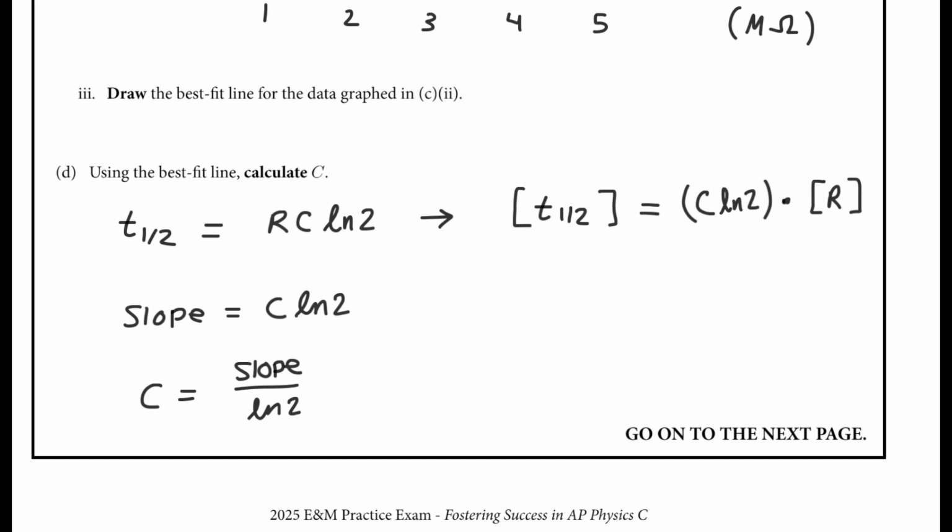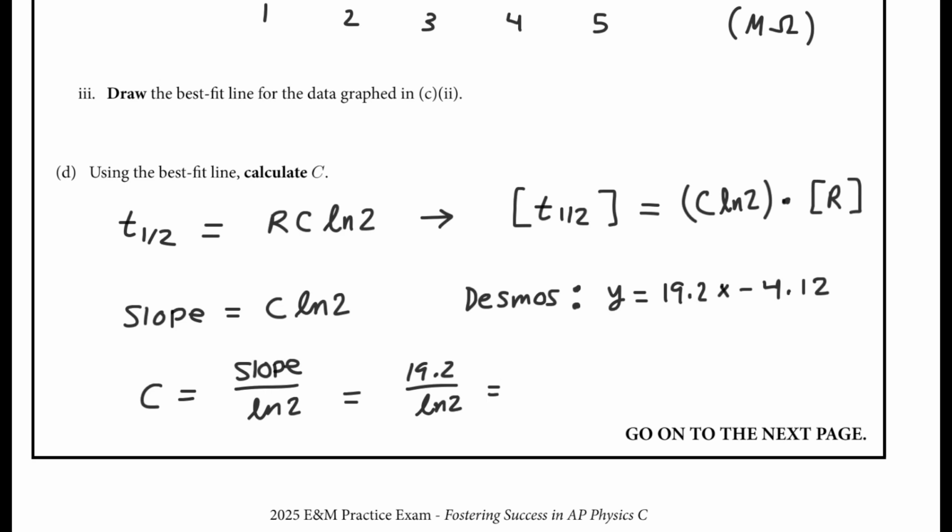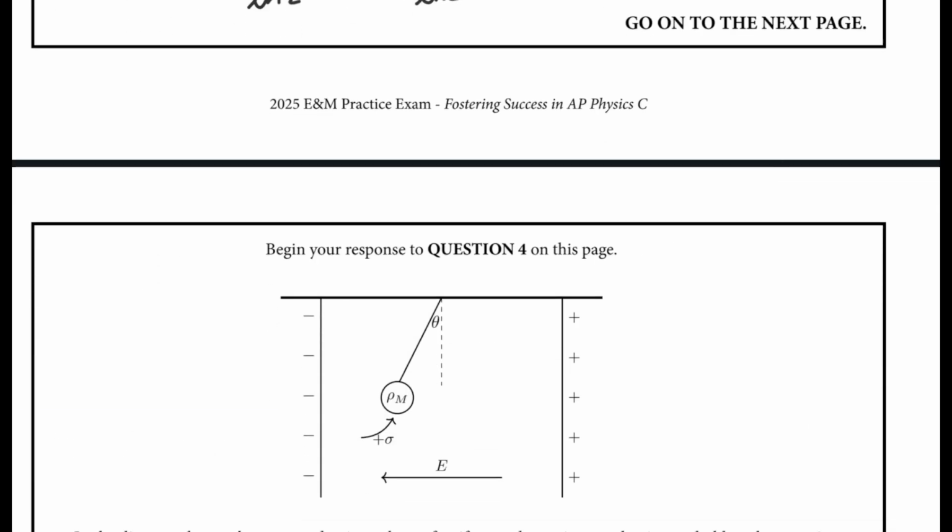So doing this, you do have to write that you use technology to get the slope. I'm just writing Desmos, and I'm actually just going to write the equation of the best fit line. So Desmos tells me that my line is 19.2x minus 4.12. So I'm just going to plug that in to my calculator, and dividing 19.2 by the natural log of 2, wherever that is on Desmos, there it is, ln of 2, I get 27.7 microfarads as my final answer for this.